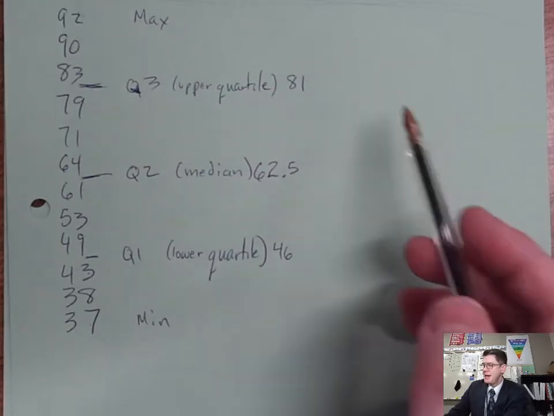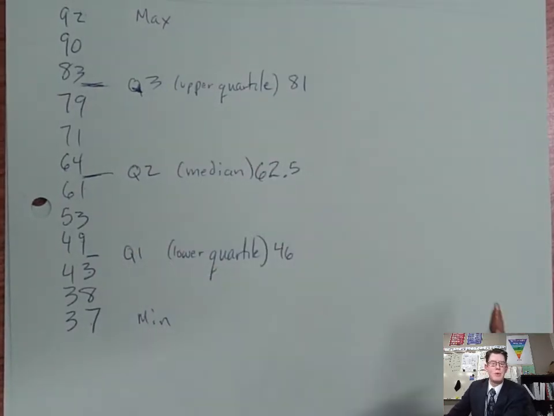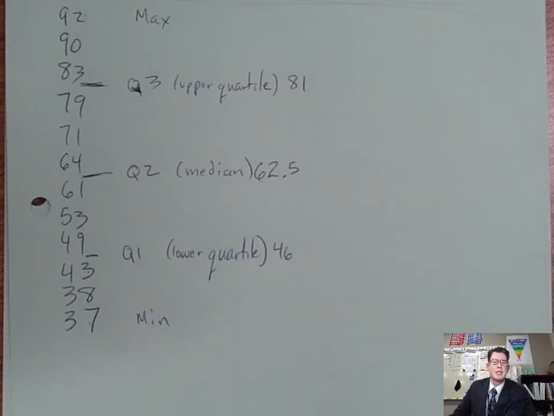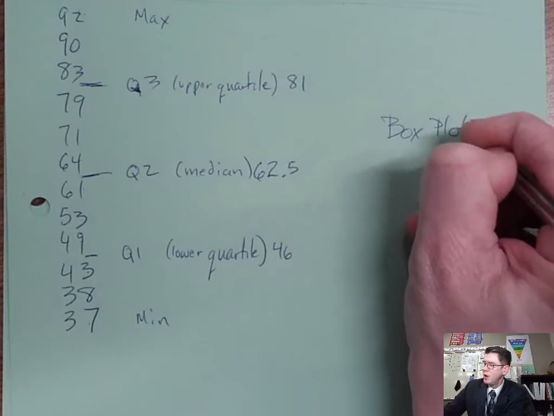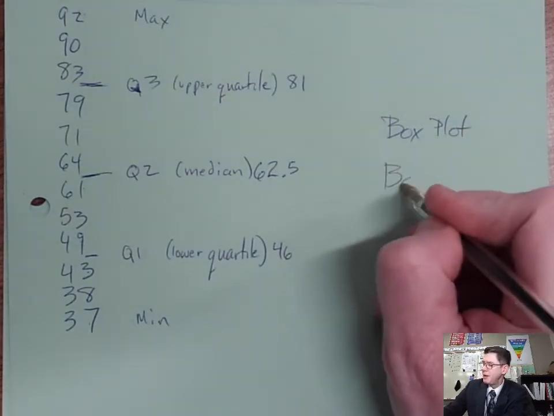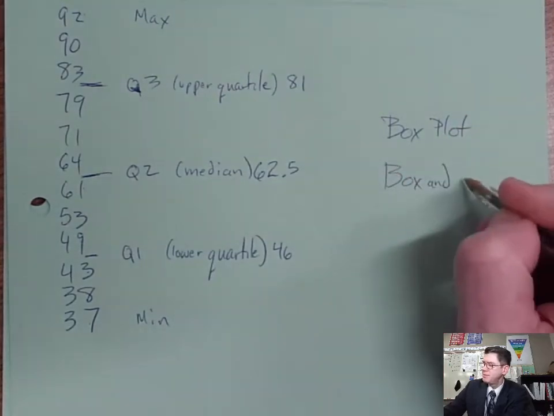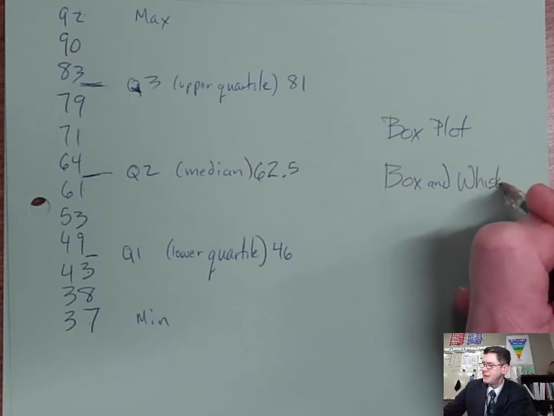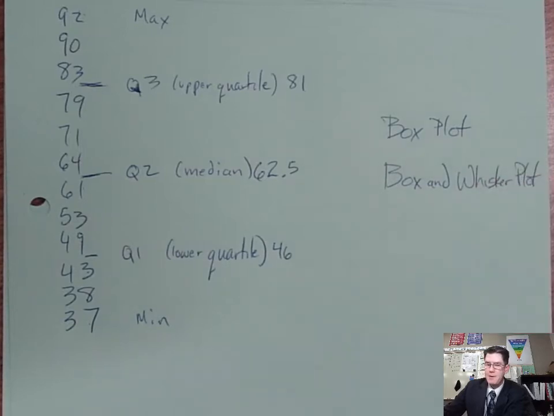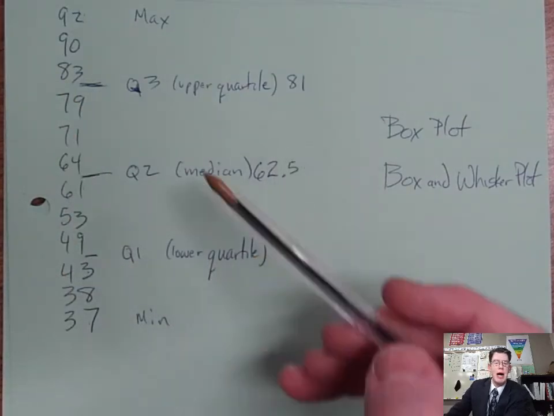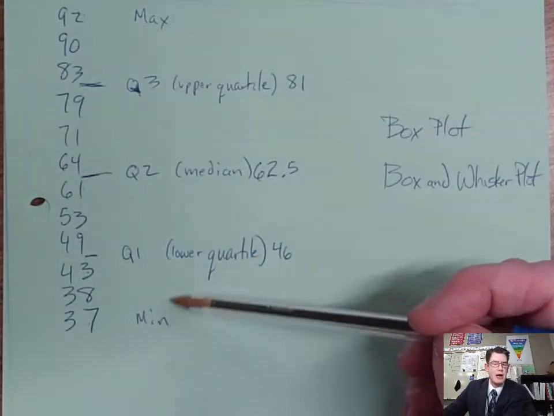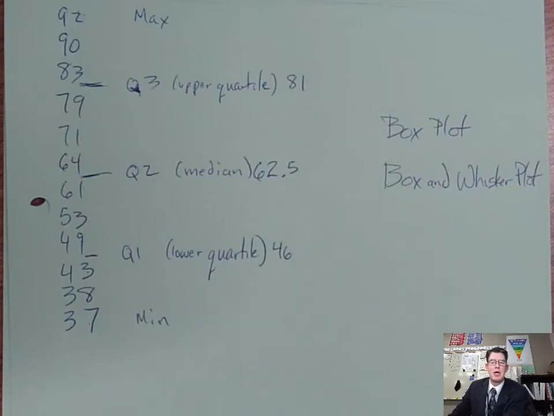Okay. Now that we have that information, we make what's called a box plot, or sometimes it's called a box-and-whisker plot. Here's why. The box, we use these middle numbers to be a box, and then we draw some whiskers out to the maximum and minimum numbers. That's why it's called box and whisker. So here's how we do it.